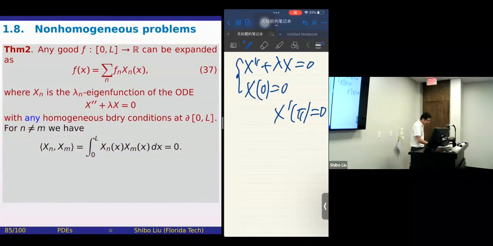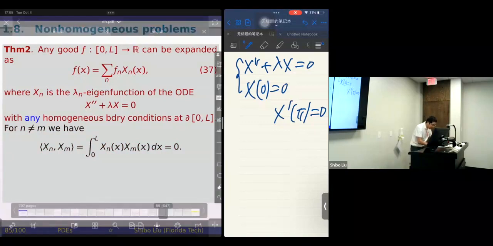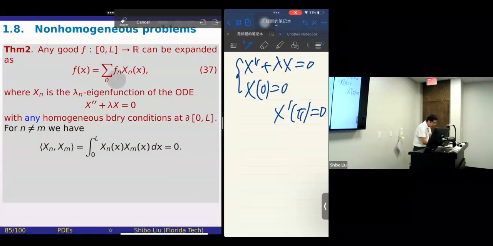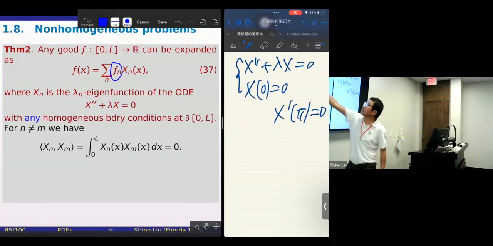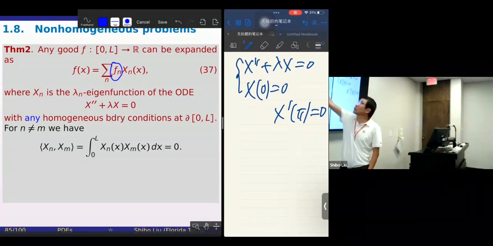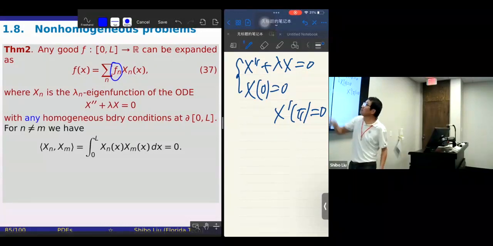Then with this orthogonality, we can determine the f_n. You see, in our expansion, we have a coefficient. Since this is the expansion of f, of course, we denote the coefficient by f_n. This is reasonable. So the f_n here is a number, a scalar, not a function. Okay, f(x) is a function, but f_n is a scalar. That is the coefficient of this expansion, for example, Fourier coefficients. Okay, so how to determine this f_n?